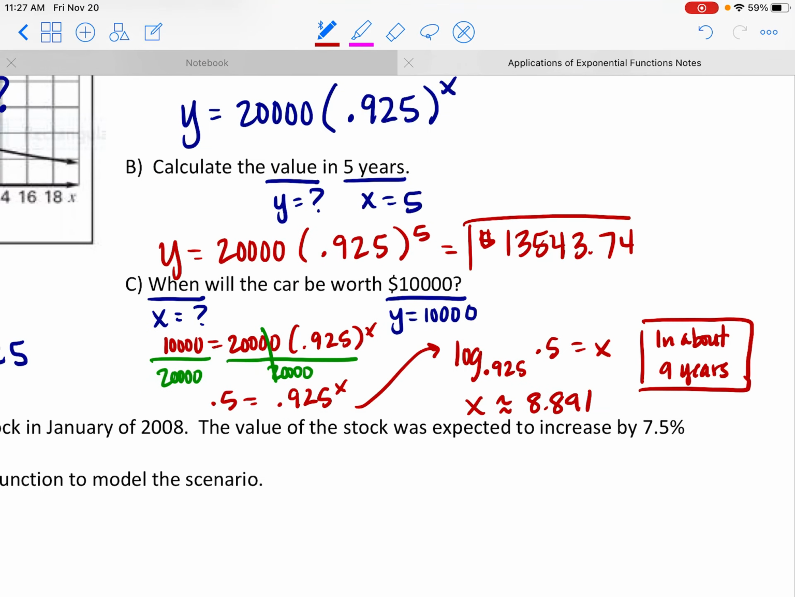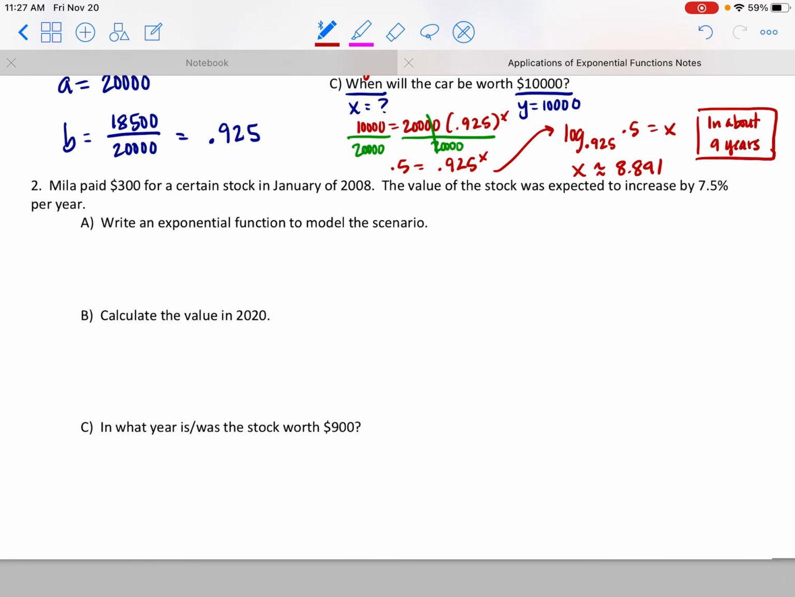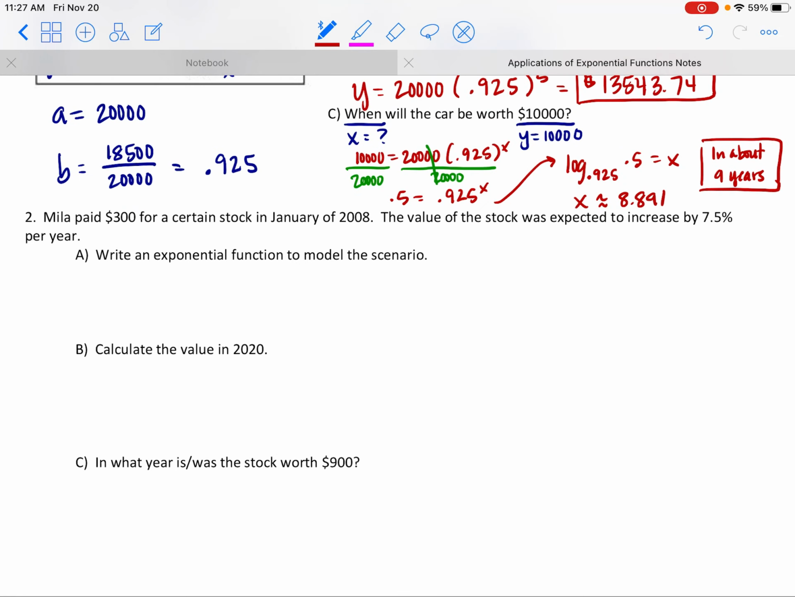All right, so now you've got some options. The solving piece is what we did there in B and C. That's actually kind of old hat. The new piece was writing the exponential function. So let's try to do that again, and then we'll do some more practice with the old hat stuff. So it says in problem number 2 that Mila paid $300 for a certain stock in January of 2008. And it says the value of the stock was expected to increase by 7.5% per year. So we want to write an exponential function to model this scenario.